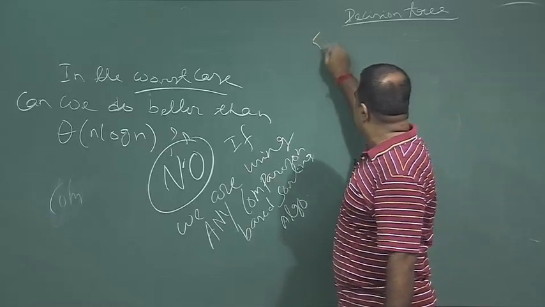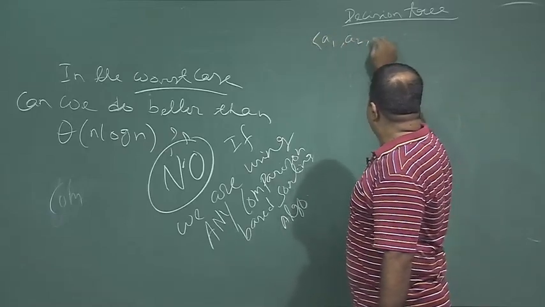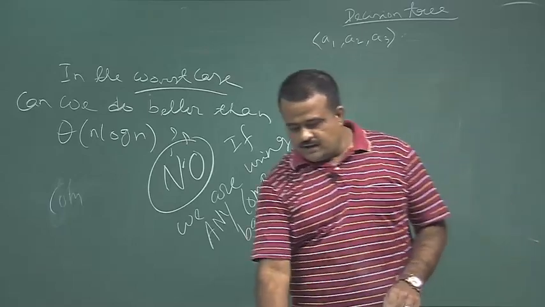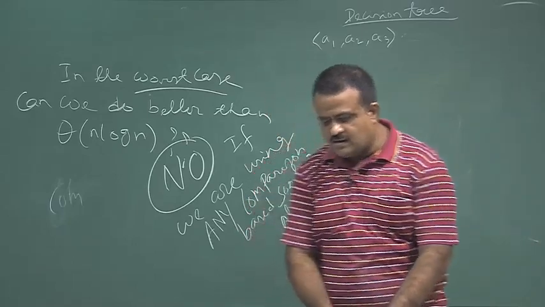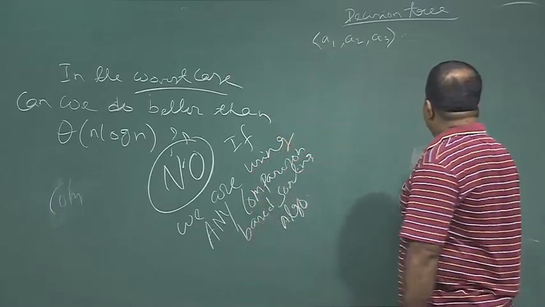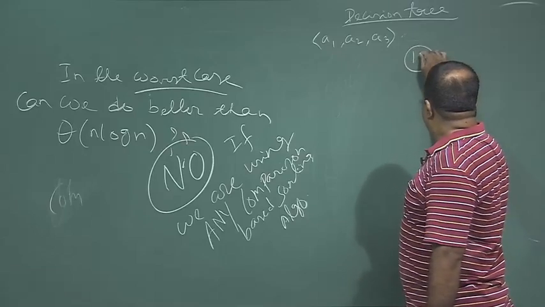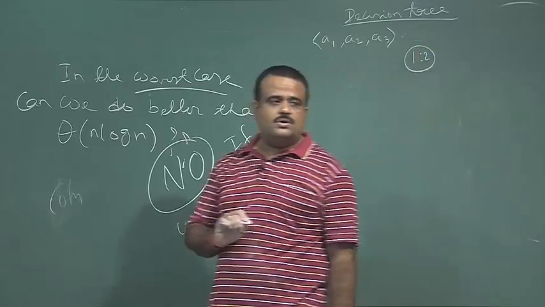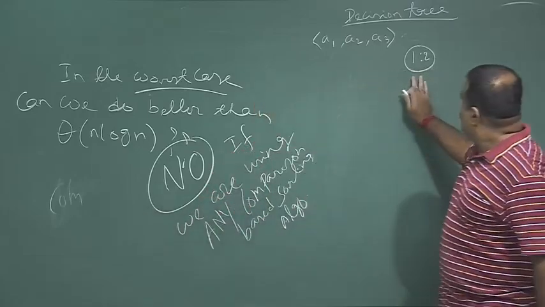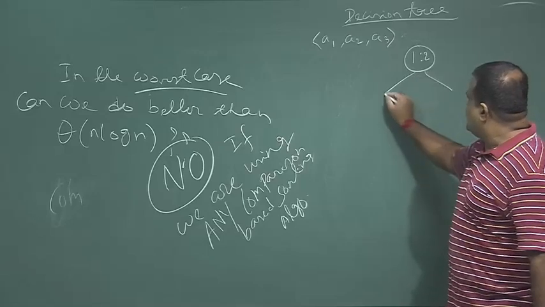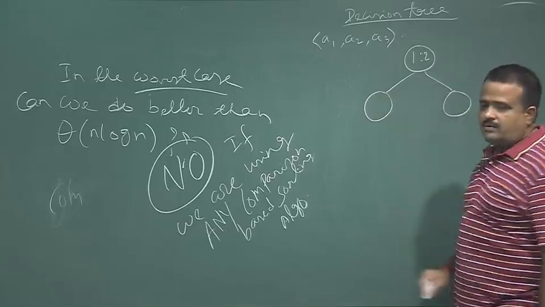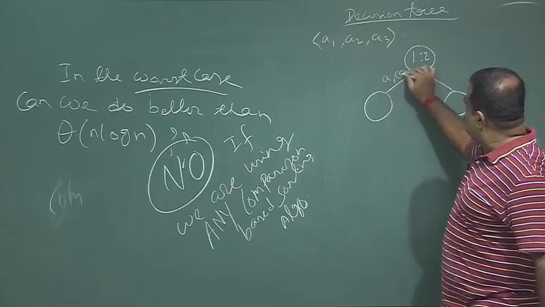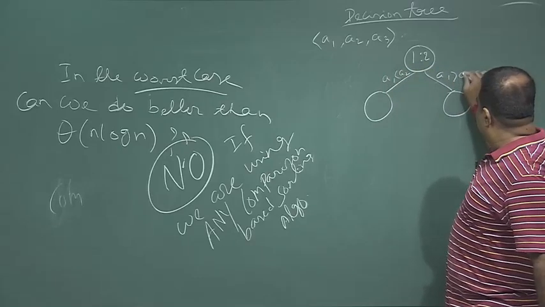Suppose we need to sort 3 elements A1, A2, A3. To sort 3 elements, what will we do? We first compare A1 and A2, and here we are assuming the elements are distinct. If we compare two elements, there are two possibilities, because we have taken distinct elements: either A1 is less than A2 or A1 is greater than A2.